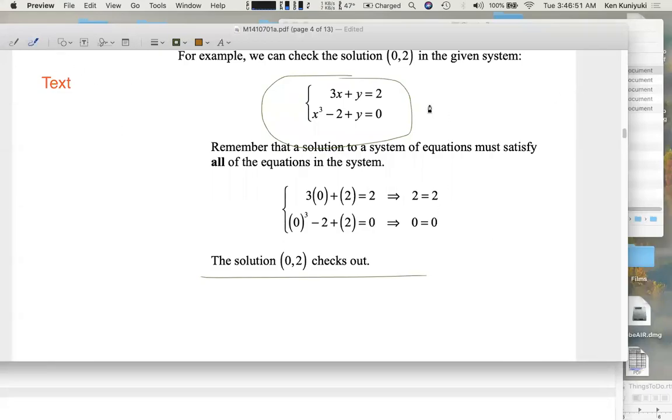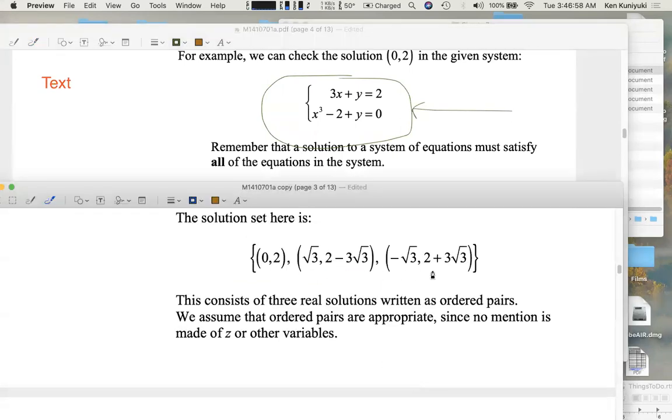Hi everyone. In the last video, we solved this system and we got these three ordered pairs forming our solution set. Now, if we think of these ordered pairs as their corresponding points in the xy plane, the Cartesian plane, what do these points have to do with these two equations? In particular, the graphs of these two equations.